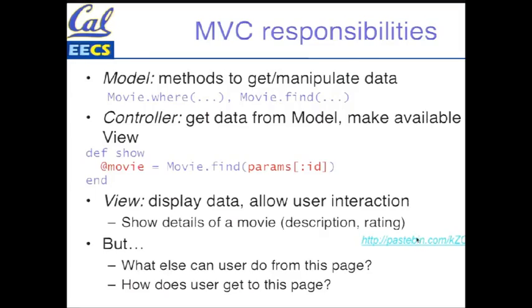Because there's nothing in the view that I showed you that provides a place where the user could click. Of course, they could click the back button in their browser, but that's cheesy. And we also haven't answered how exactly the user got to this page. So we'll take these things one at a time. Let's start with how we got here.